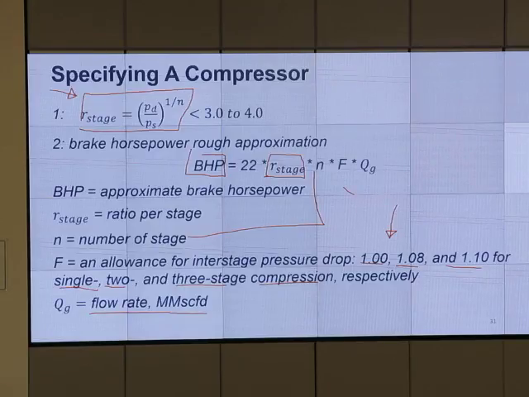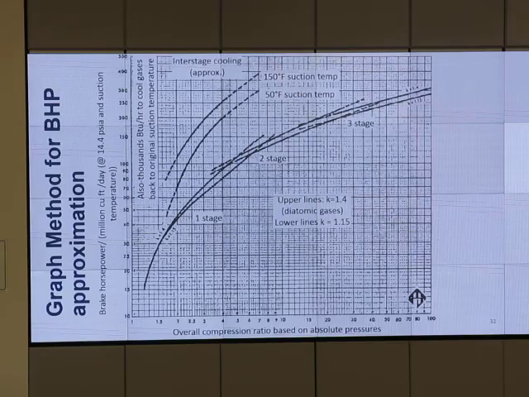Let's say you want to rate the compressor. Hey, how much should my horsepower be? You just tell, okay, what is the compression ratio? Most of the time you guess 3. Put it in, how many stages? Okay, 2 stages, F is 1.08, Q, how many million standard cubic feet? Put it there, done. Easy, right? It is for rough approximation, okay? You use it anyway to find out whether the more accurate answer is in the same order of magnitude as this or not. Graphical method.